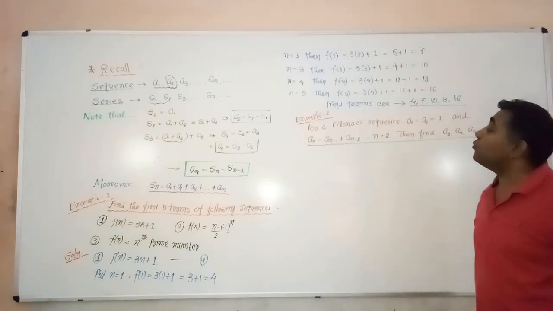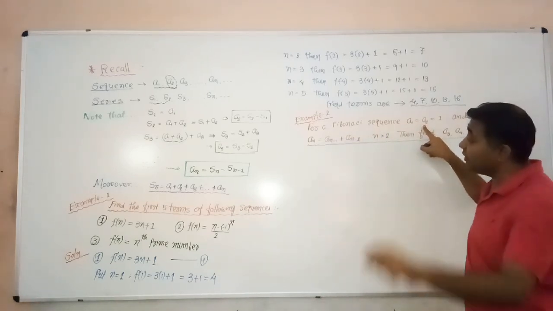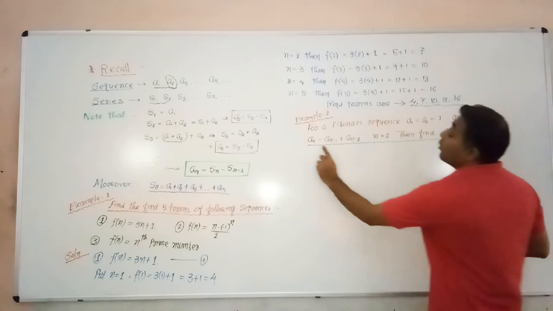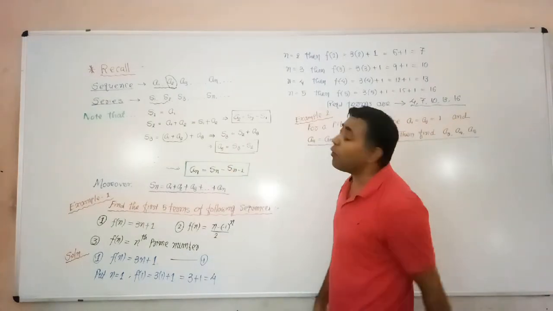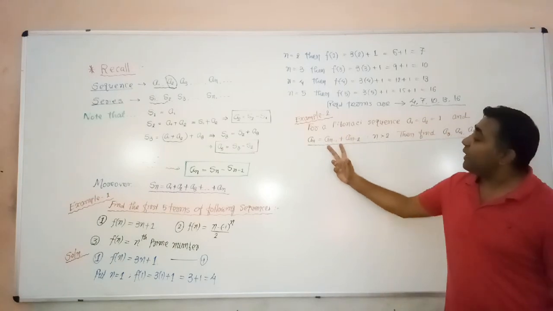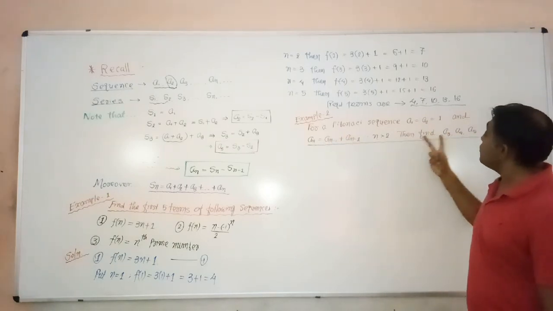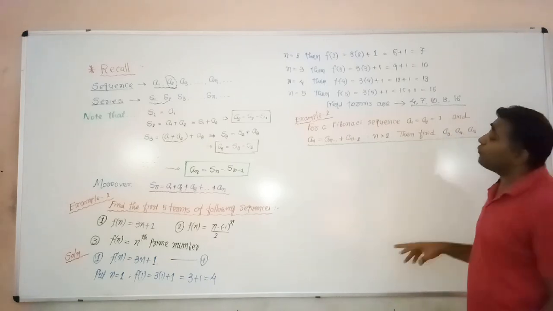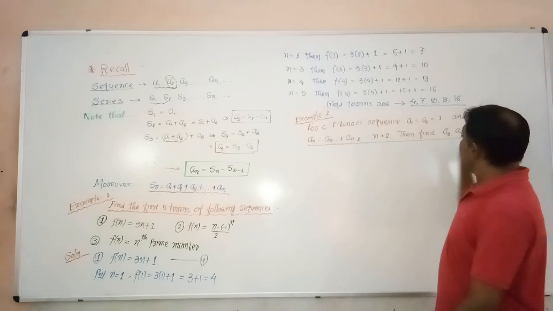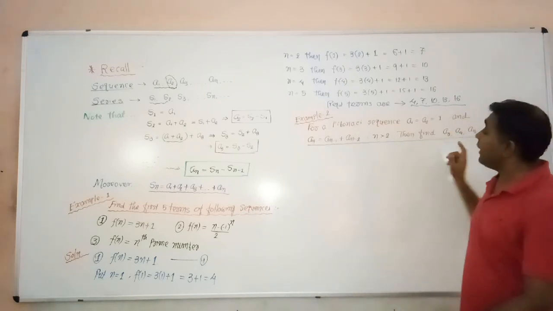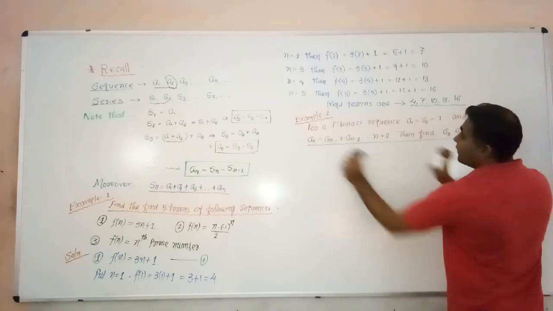Now example 2, for the Fibonacci sequence. You know the Fibonacci sequence from standard time. You learned the sequence whose nth term is the sum of the previous two terms. That is called the Fibonacci sequence: a(n-1) plus a(n-2). Your question is to find a3, a4 and a5. So it's very easy: put n is 3, you get a3. Put n is 4, you get a4, and put n is 5, you get a5.